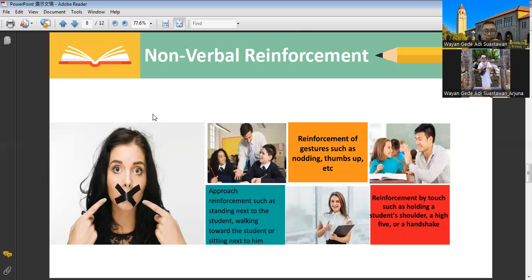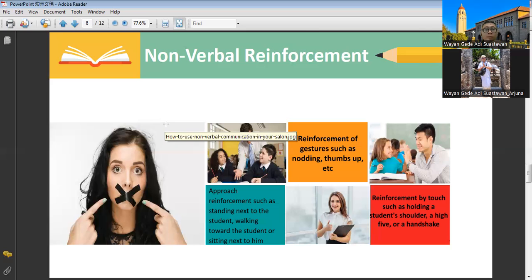The second one is reinforcement by approaching the students. It can be given by the teacher in the form of attention, pleasure in the work, behavior, or appearance of students. This can be done by standing next to the student, walking or sitting next to the students or the discussion group. This reinforcement is also used to strengthen verbal reinforcement.